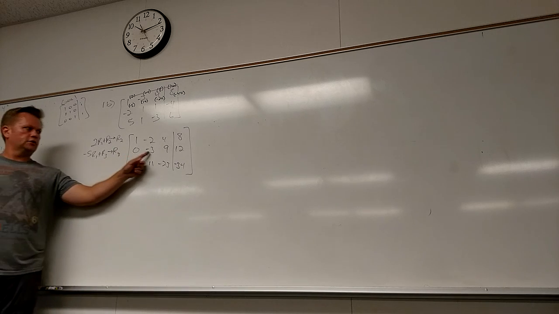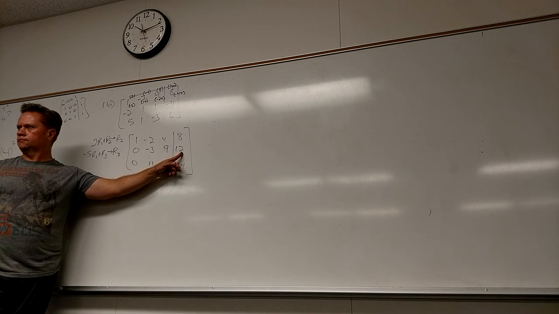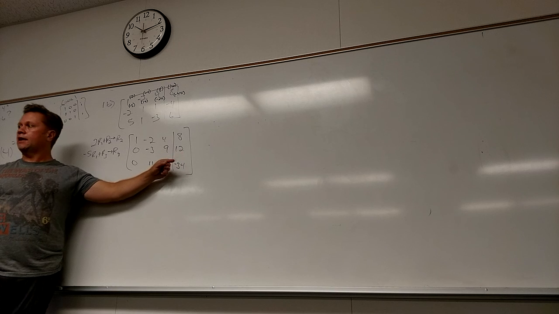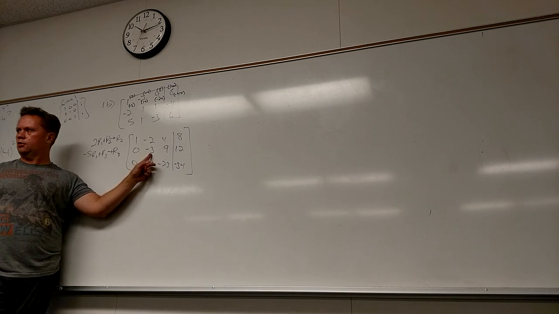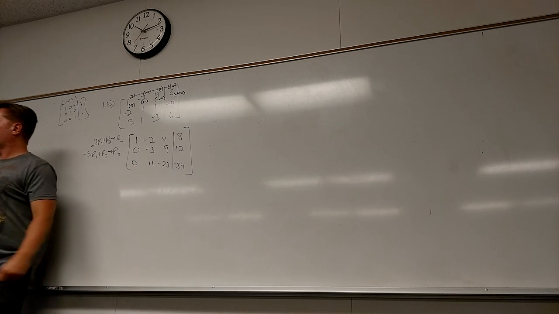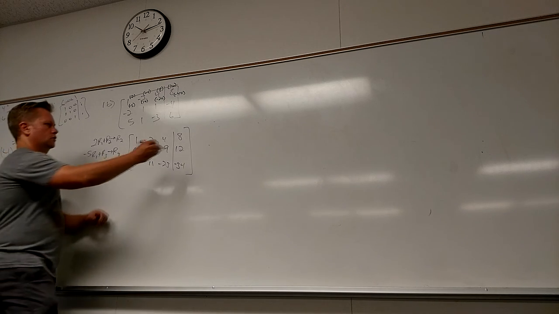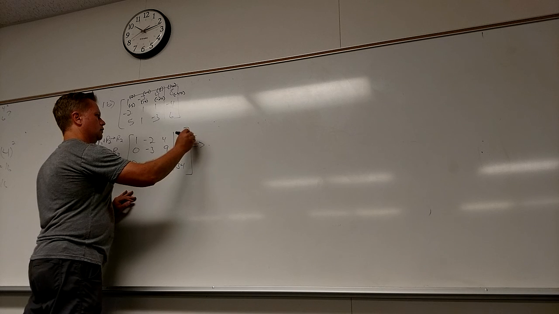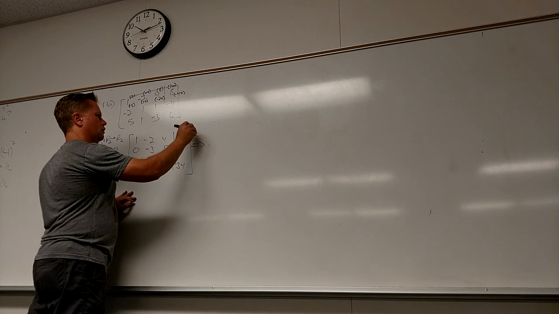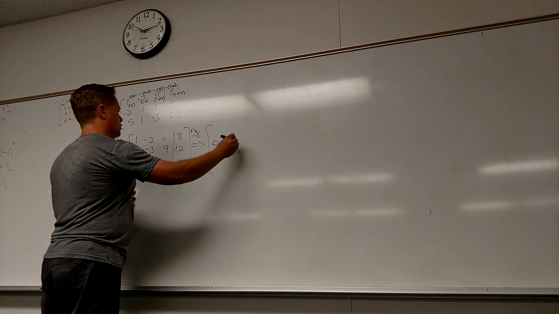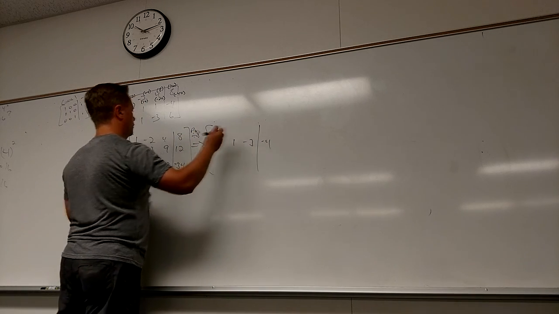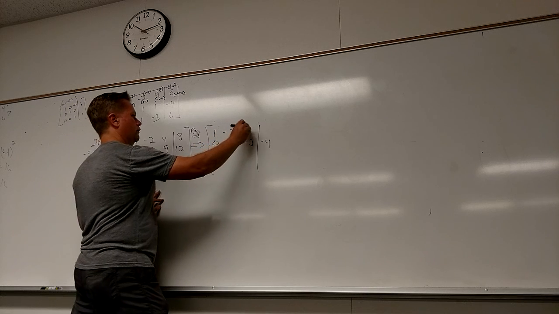Do you notice something I can do with this row? Yeah, and divided by what now? Divided by negative 3, because that'll make a 1 here, which is another part of my goal. That's really nice. So if I divide row 2 by negative 3, I'll get 0, 1, negative 3, negative 4. Is that cool? Let me go ahead and rewrite everything.